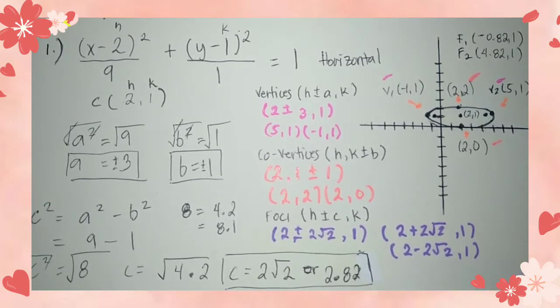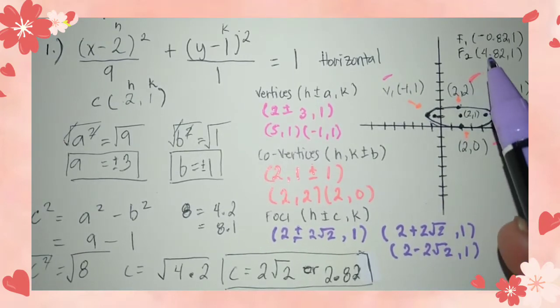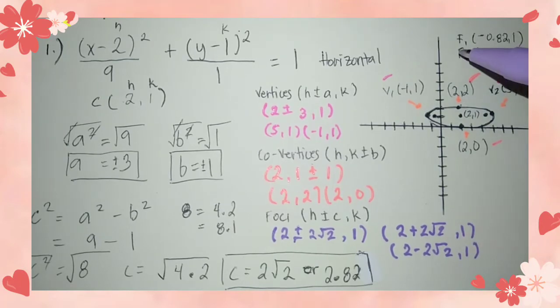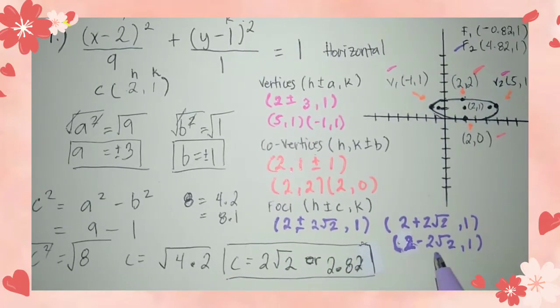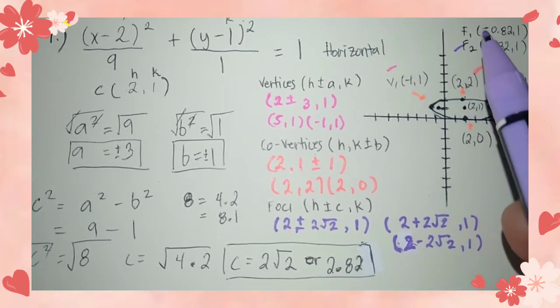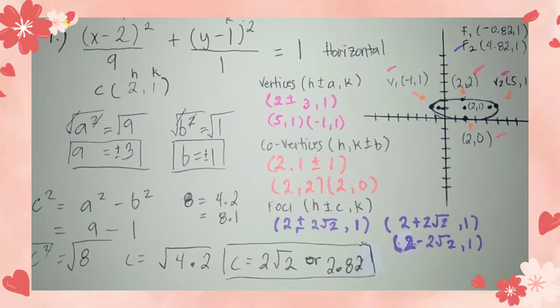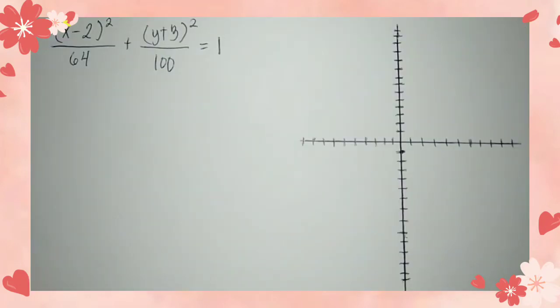Alright? And if you're going to compute it on your calculator, 2 plus 2 square root of 2 is equal to 4.82 and 1. So, it is checked. And we have 2 minus 2 square root of 2 and 1. If you're going to compute it on your calculator, you'll get negative 0.82 and 1. So, we have foci 1 and foci 2 as correct. Alright? Okay, so take a look at this example.